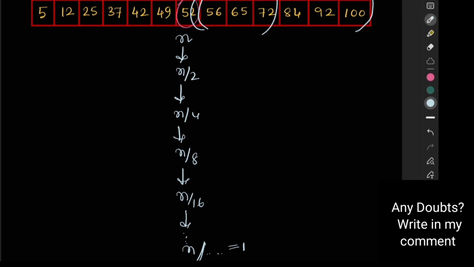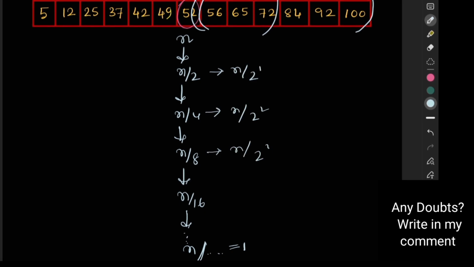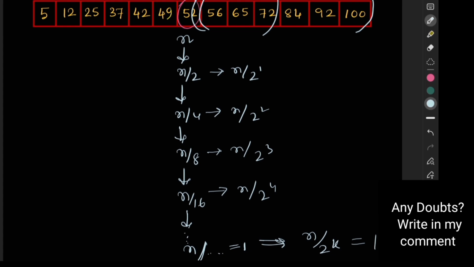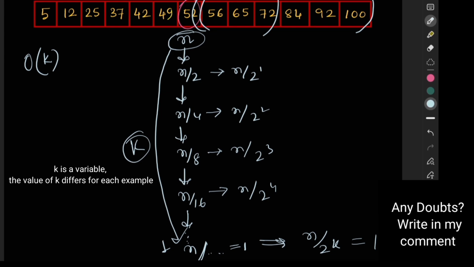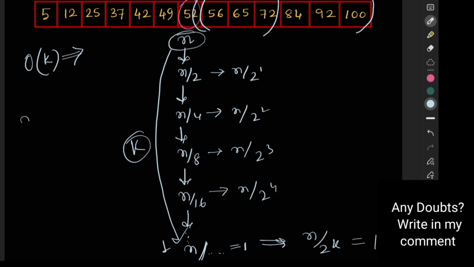So here we can write it like that, n by 2 to the power k equals 1. That means we can say from n number of elements to only one element, we have to do k number of steps. That means the time complexity of this algorithm will be big O of k. But we know that we have to express our time complexity in terms of n, right? Then we know that n by 2 to the power k equals 1. That means n equals 2 to the power k.